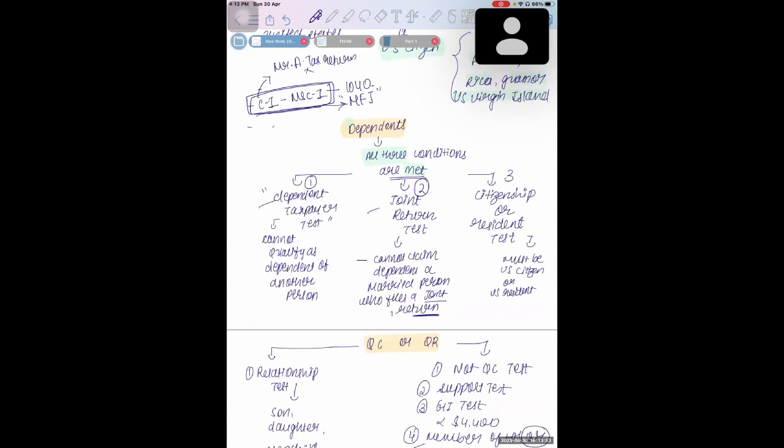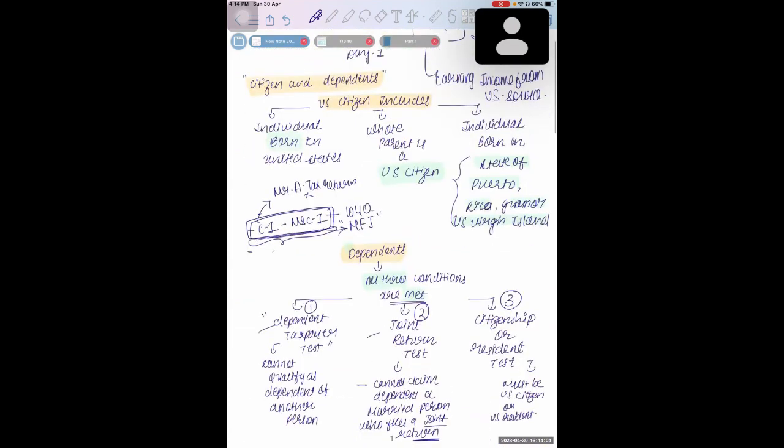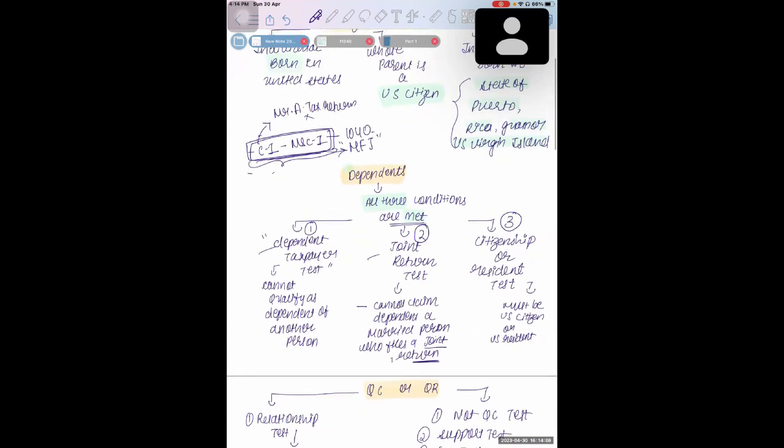Third and the last one is the person whom you are claiming a dependent should be a resident or should be a citizen of the US. Citizen of US, you guys are clear, right? This definition. Resident means what? You should have passed a green card test, right? You should have a green card. You should be a resident, legally resident in United States. So if all the three conditions are met, you can claim that person as a dependent on your tax return.